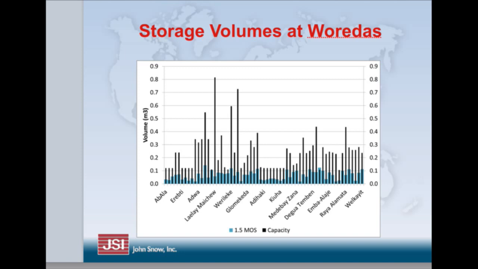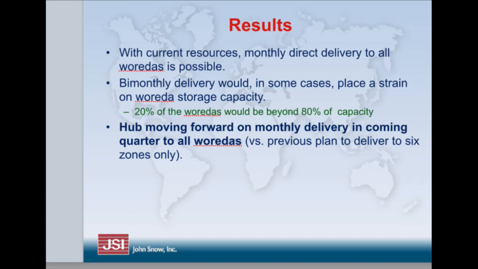From this analysis, we learned that with current resources from both the FSA and Mekele hub site and from the woreda site, monthly direct delivery to all woredas is possible. But monthly delivery in some cases places pressure or strain on the woredas' storage capacity. So we can do it from the FSA side locally, but the woredas will face some pressure. Now, moving forward, we are organizing delivery in the coming quarter to woredas.